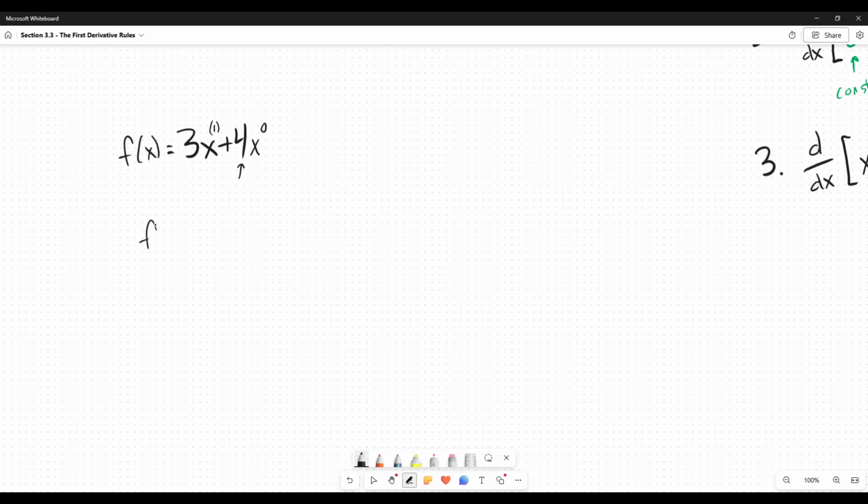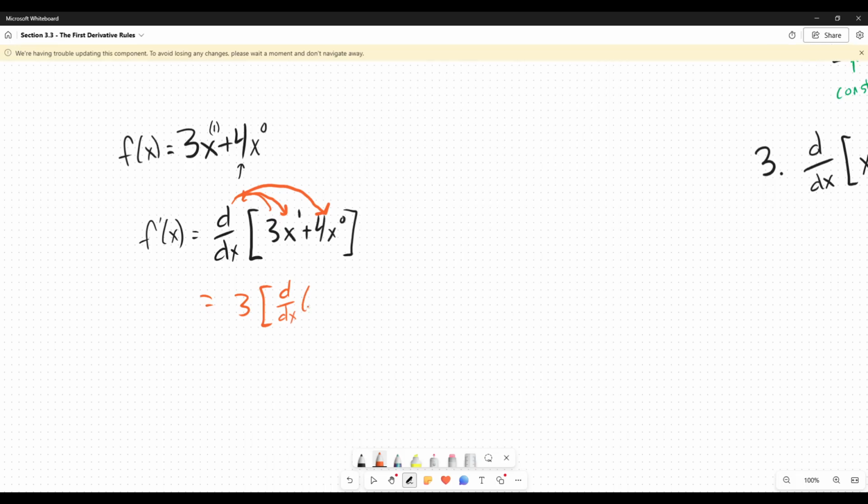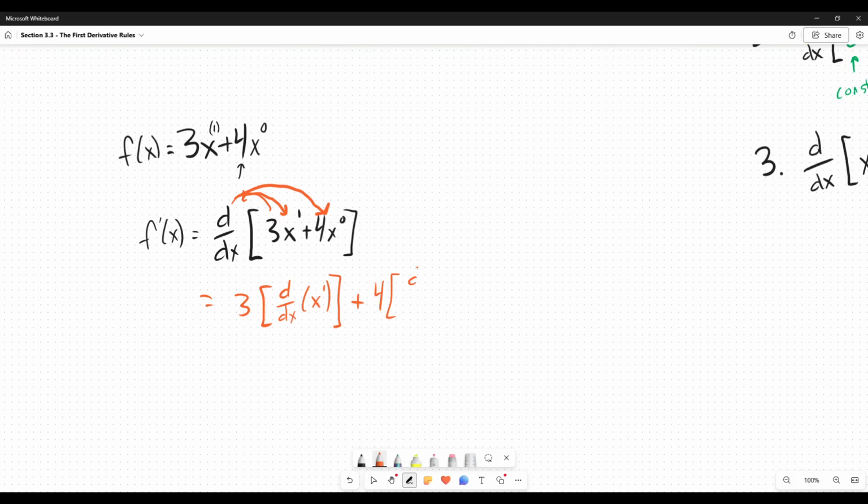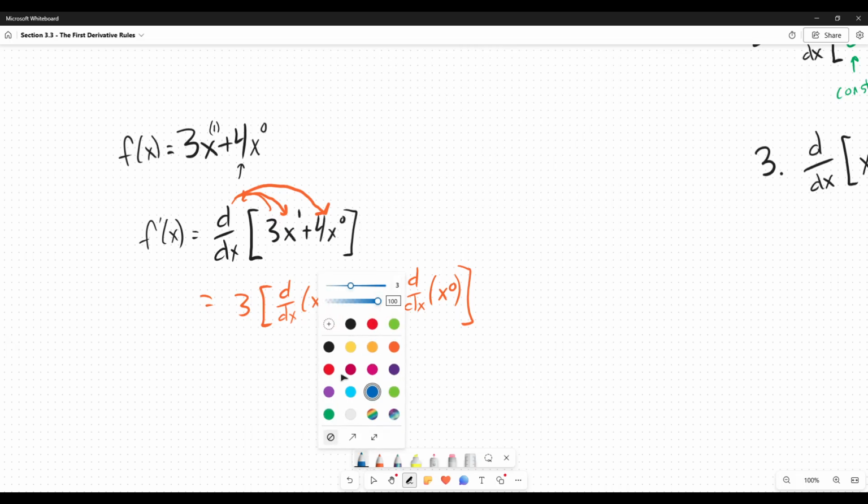So, what is f prime of x? Well, it's d over dx of 3x to the 1 plus 4x to the 0. And as a reminder, we can bring this inside these d by dx's, and we can write this as 3 times d over dx of x to the 1 plus 4 times d over dx of x to the 0, using the first two rules.